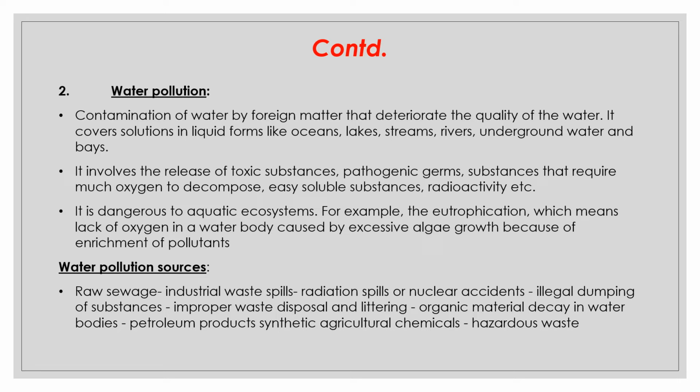Water pollution sources: raw sewage, industrial waste spills, radiation spills, nuclear accidents, illegal dumping of substances, improper waste disposal and littering. Littering means throwing wastes, garbage. Organic material decay in water bodies, petroleum products, synthetic agricultural chemicals, hazardous waste. So these are the main sources of pollution of water.